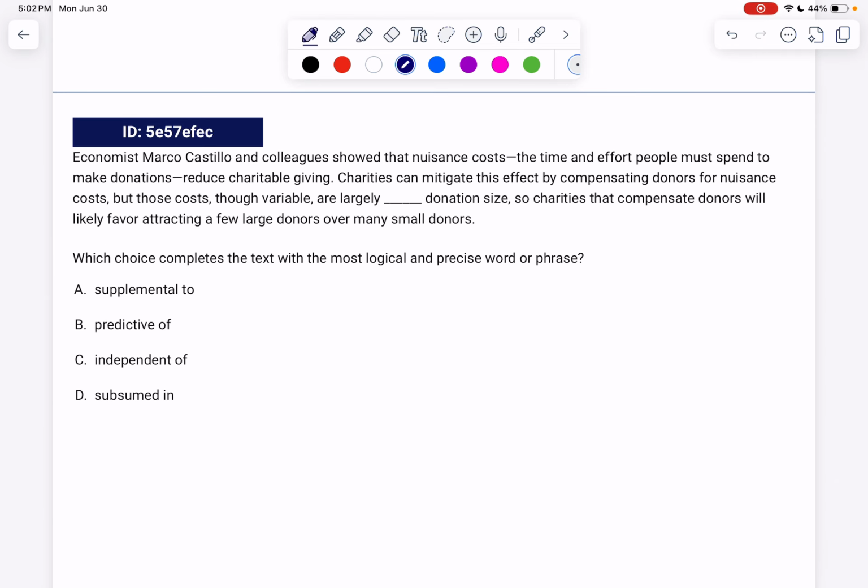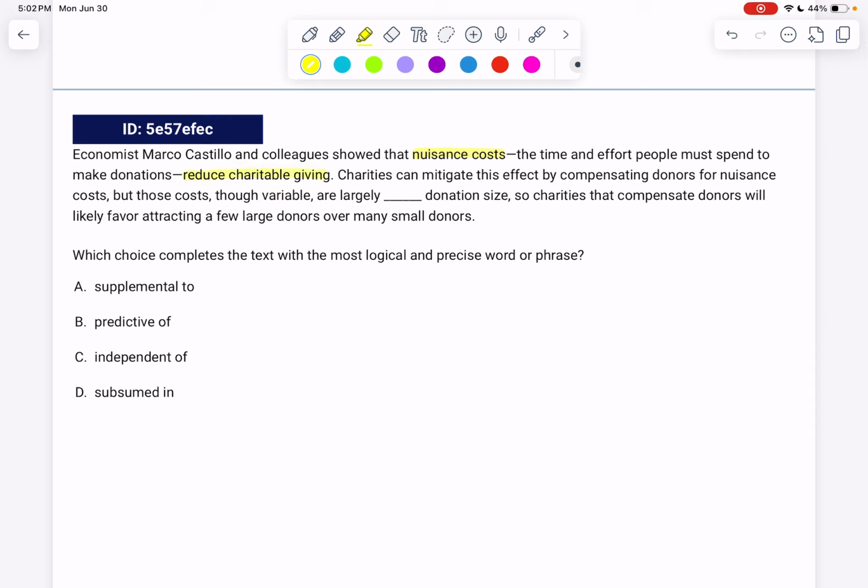Economist Marco Castillo and colleagues showed that nuisance costs, the time and effort people must spend to make donations, reduces charitable giving. Ooh, that's a hard sentence. Let's take a minute. So these nuisance costs, that's like the time and money people have to spend to make a donation, reduce charitable giving. Okay, so if it's annoying to give to charity, people do it less. Okay. Charities can mitigate this effect. Charities can make this effect less by compensating donors for nuisance costs. So, okay, they can make that less by helping people out, like lessening the nuisance costs.